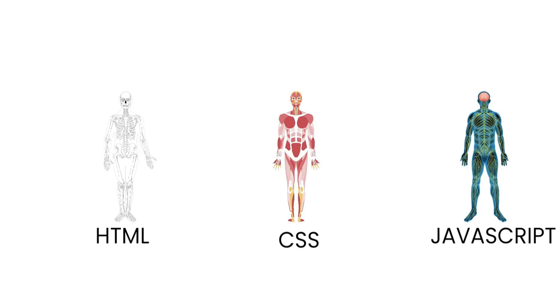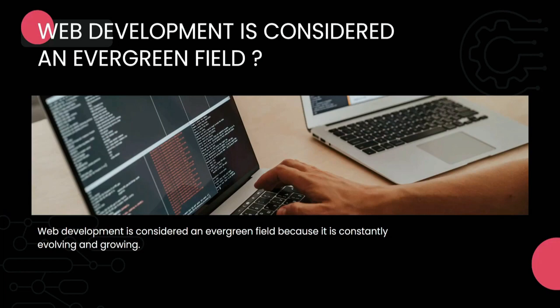Once we are done with this, let's move forward and try to understand why web development is considered an evergreen field. Web development is considered an evergreen field because it is consistently evolving and growing. The internet and the technologies are always changing and new devices and browsers are continuously being developed. There is a high demand for web developers with the rise of mobile and web-based apps. The growing popularity of smartphones and tablets has led to an increase in the need for web developers who can create mobile-friendly websites and apps.